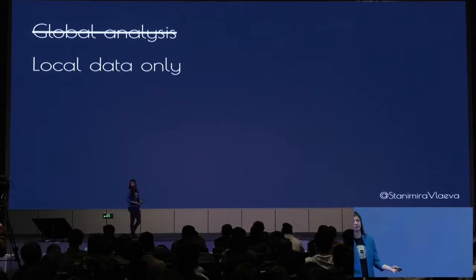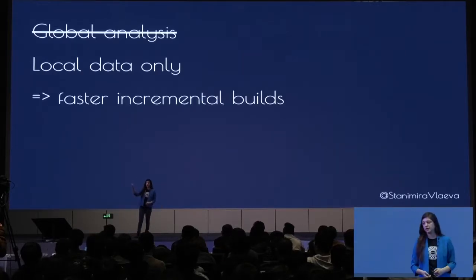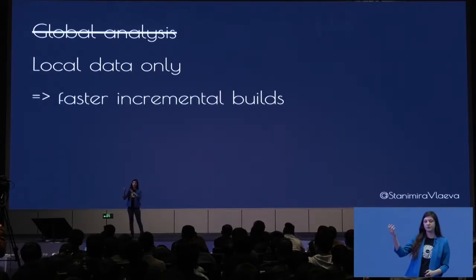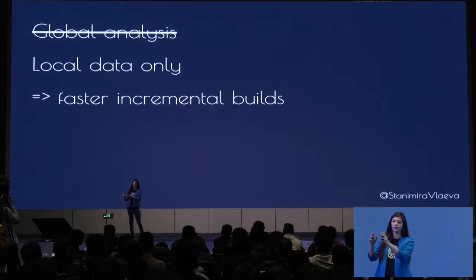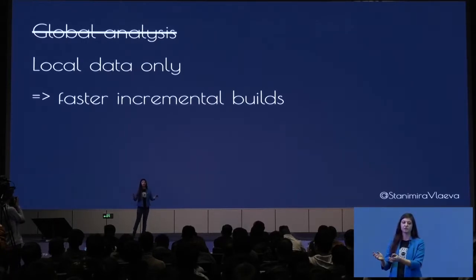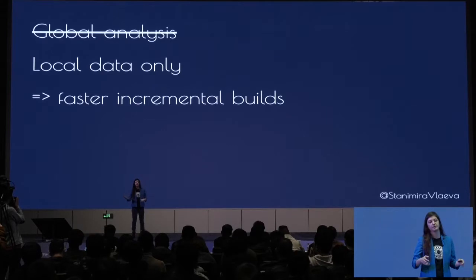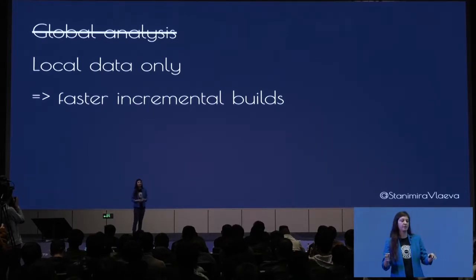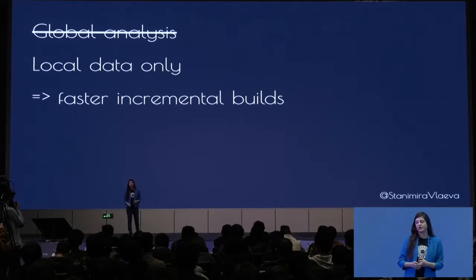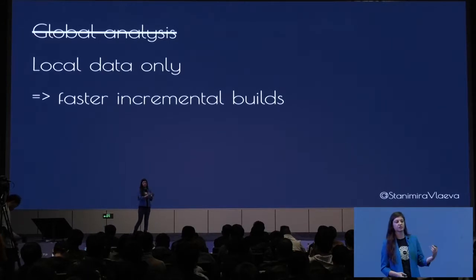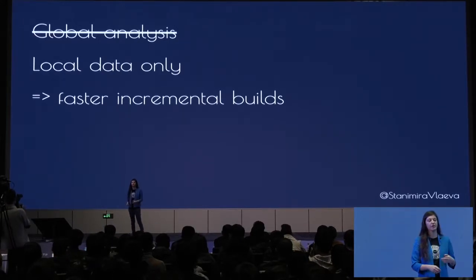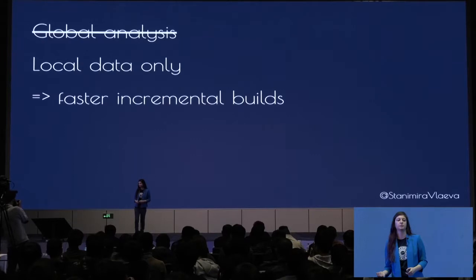Why is that important for us? Because if we change one file, we only have to recompile a really small chunk of our application. We don't have to run a static analysis of the whole app, which is slow. And therefore, compiling just the changed part will lead to a lot faster incremental build.